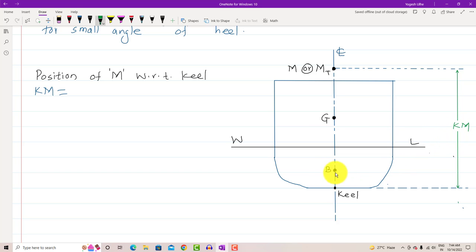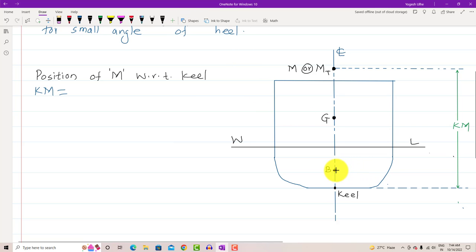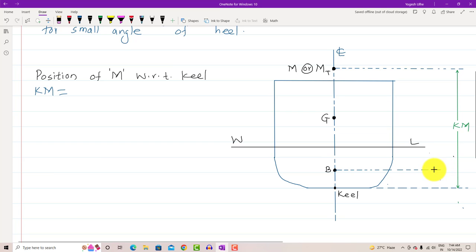Then the next distance that I am going to draw is the distance between keel to B. We have seen the meaning of this distance, guys. Can you guess? From here to here, this distance denotes our KB.